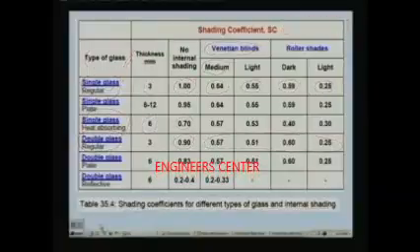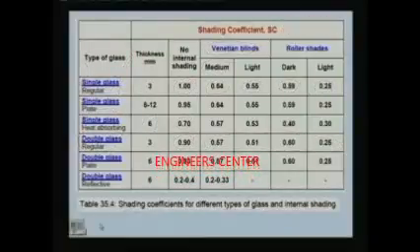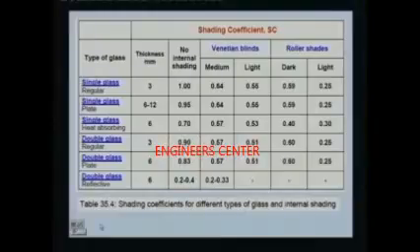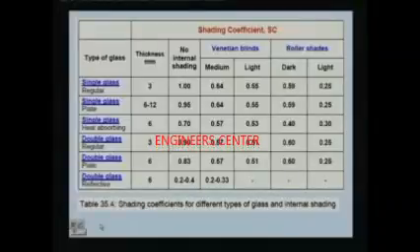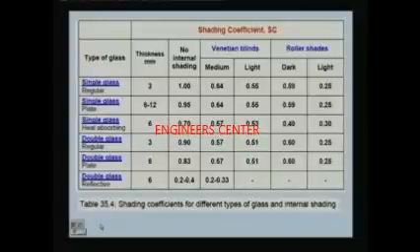So, if you have this kind of information, you can select the proper shading coefficient value from these tables, and once you know the shading coefficient value, you can calculate the heat transmitted into the building through this glass.